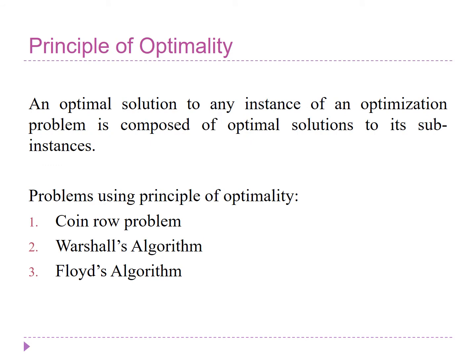Principle of optimality. The principle of optimality states that an optimal solution to any instance of an optimization problem is composed of optimal solutions to its sub-instances. In this presentation, we'll discuss 3 examples that use the principle of optimality. They are the coin-row problem, Warshall's algorithm, and Floyd's algorithm.